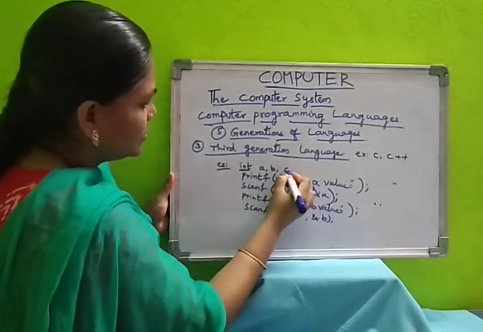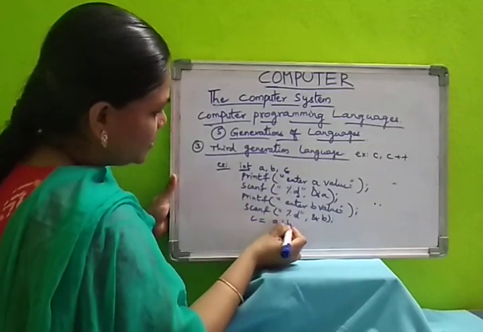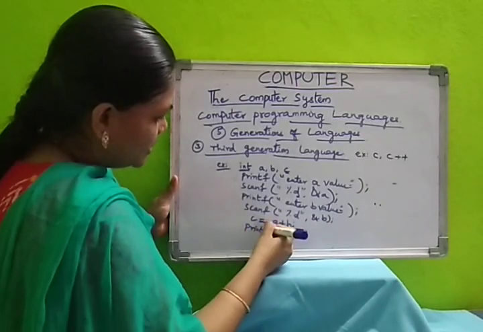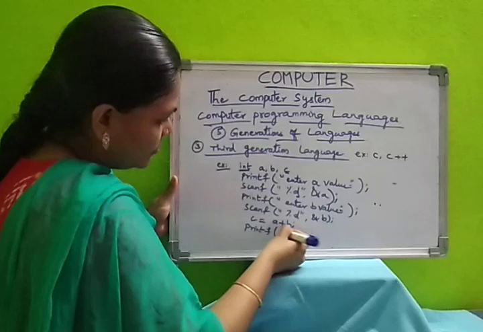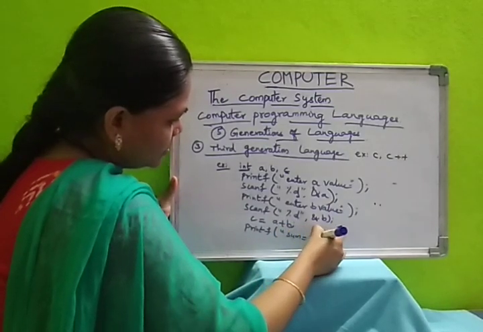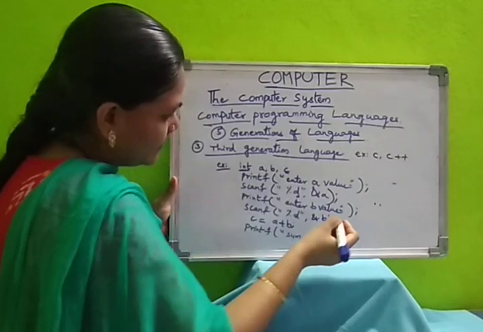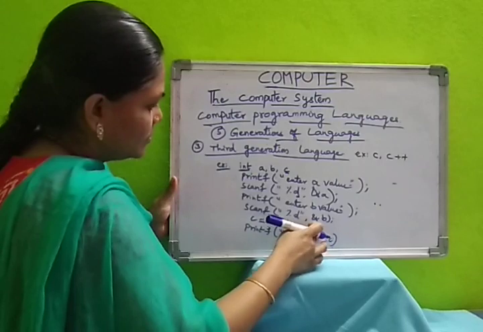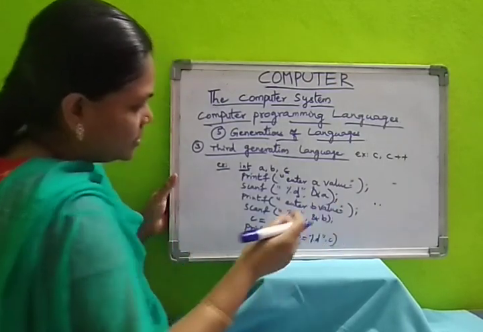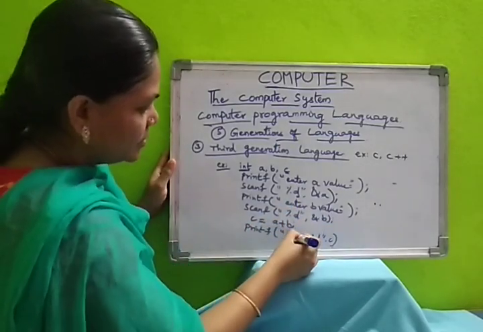After that, what? C we have given. C equals a plus b. Next printf. So that sum we are displaying on the monitor. Sum equals what is it? Sum equals %d, comma c. The c value is given here.